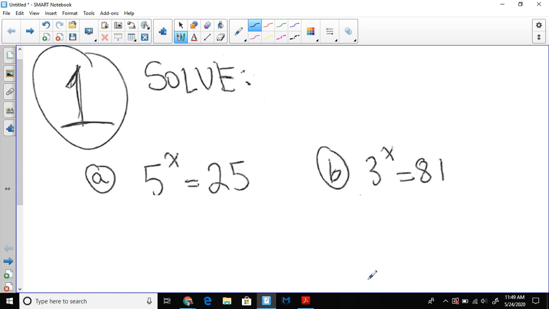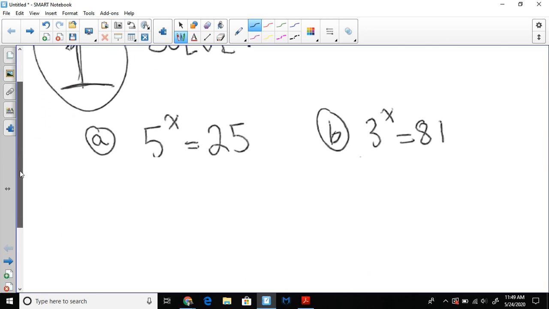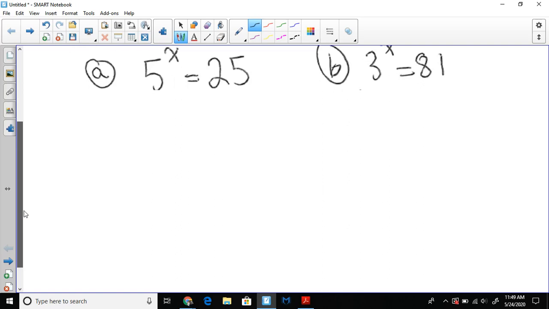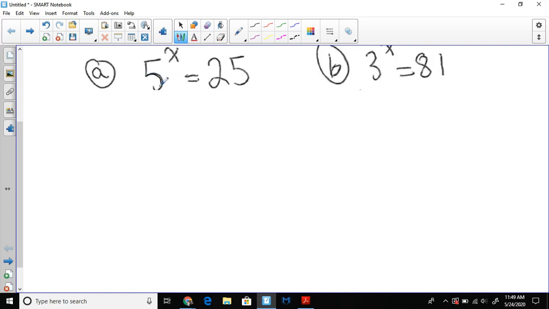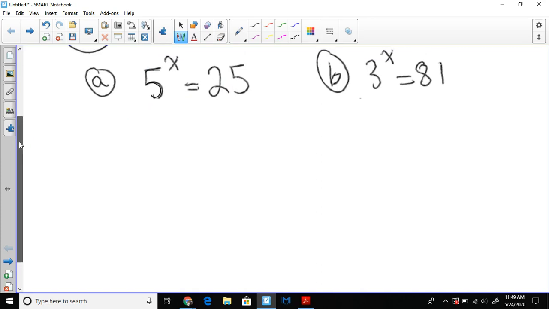exponential equations. So if you look at these two down here, these are super simple that most of you will know the answer to right away. So I have 5 to the power of x equals 25, and 3 to the power of x equals 81. So before we get into just solving it, just when we think about how are these equations different?